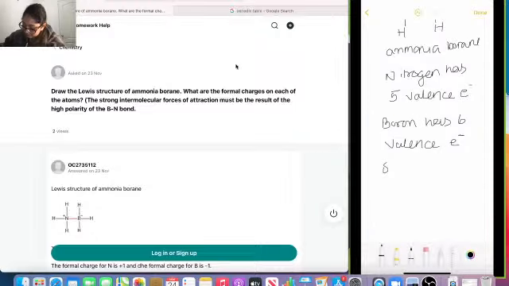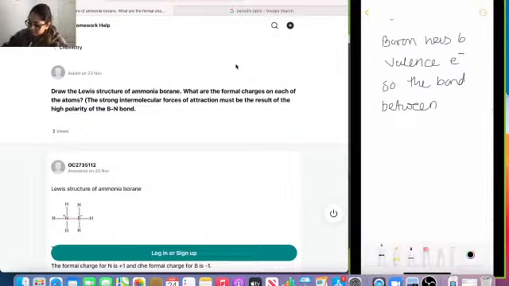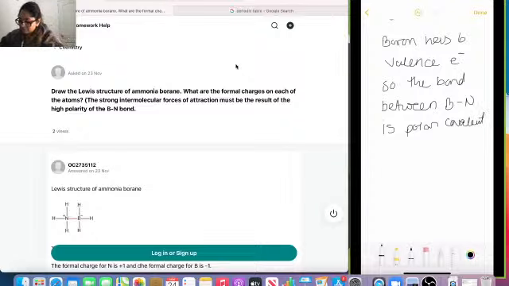So the bond between, we also have to look at the electronegativity, and since boron is around 2 point something and nitrogen is around 3.4, the bond between boron and nitrogen is polar covalent. Okay, and in order to find the charges, we have to look at the structure here.